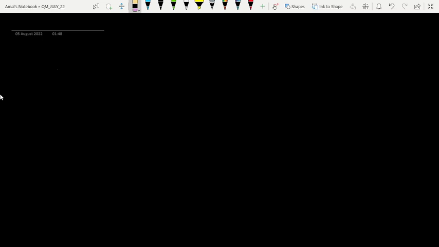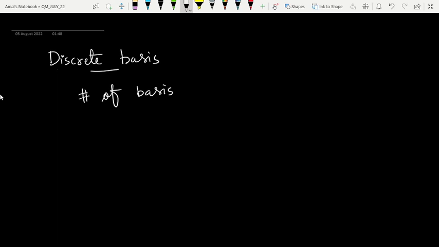So far, we were dealing with only discrete basis. Discrete basis means that the total number of basis vectors are finite.